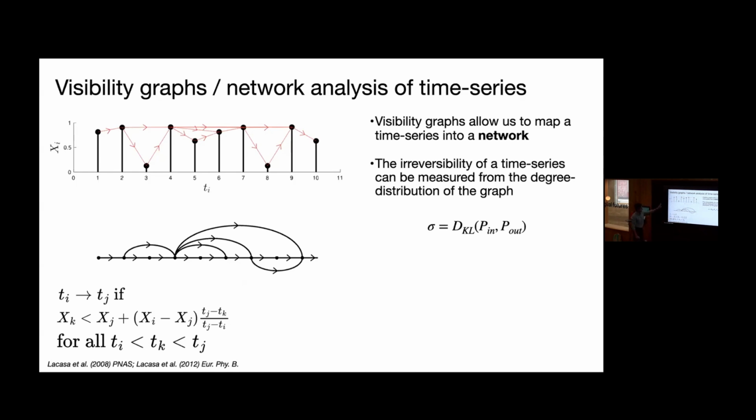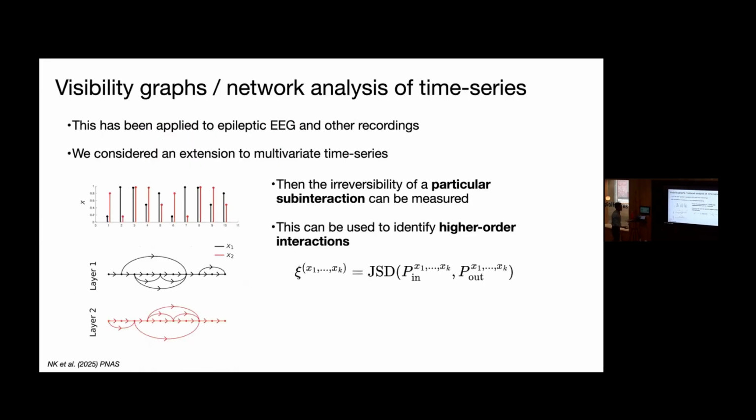Okay. If you flipped this time series around, all of your ingoing connections would become outgoing connections, and all of your outgoing connections would become ingoing connections. So if your time series was statistically reversible, the in-degree distribution and the out-degree distribution should coincide for an infinitely long time series. So a proxy measure of the irreversibility is to measure the divergence between the in- and the out-degree distribution. Really simple, but quite elegant, I think, as a way of figuring out the irreversibility of a time series. So we did this in the multivariate case.